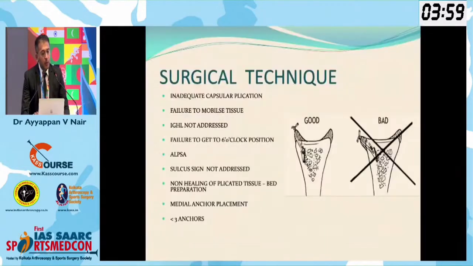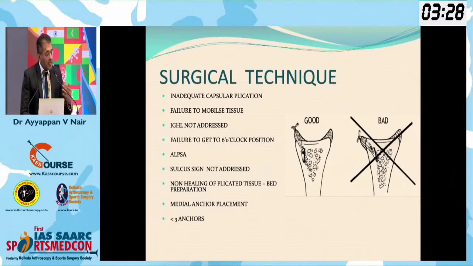Now, coming to surgical technique, what we have to be careful about and how to manage this: in any case, mobilizing tissue is very important. That is, the labrum and the capsular tissue have to be very well mobilized. The capsular plication, especially the plication at around 6 o'clock and 5:30, is very, very important. We can use mattress sutures so that we get a good plication. The IGHL tears, HAGL lesions should be addressed.